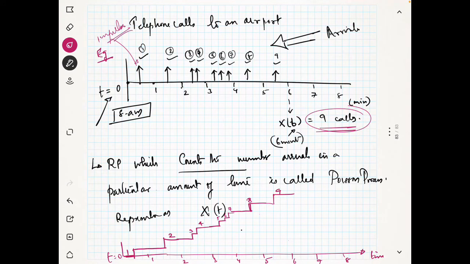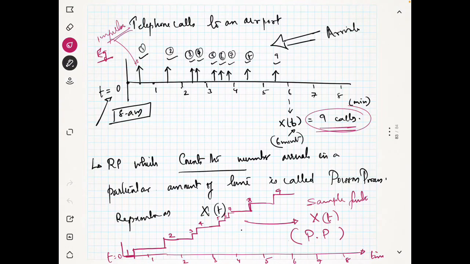So this is showing a random process x of t, and this is nothing but the Poisson process. This is the graph of x of t, and you can say this is a sample function. Now this is basically a counting process. Here you can see that the events are happening in a discrete way, but this graph is showing a continuous random process.